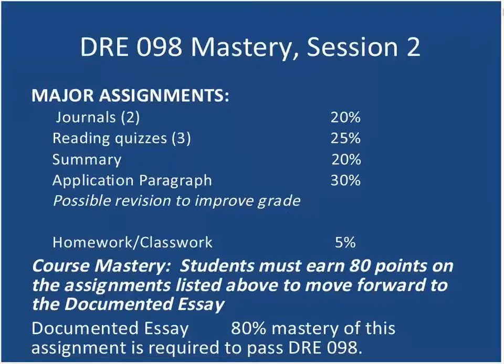Okay, this is our mastery for 098. A little bit different from 097. We're going to make this more consistent next time. But again, the same concept that students have to have an 80% mastery of all of these assignments prior to the documented essay before they can move forward to actually writing that documented essay. And again, we give them the option of withdrawing from the course at that point and getting an R, or continuing and getting practice on the documented essay.